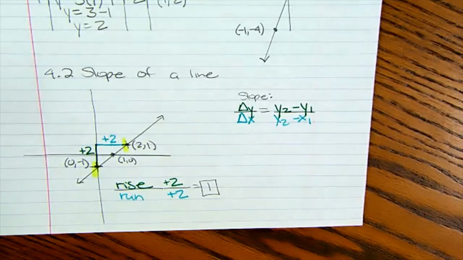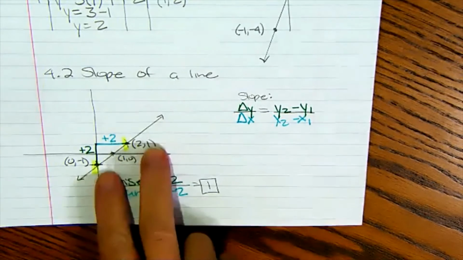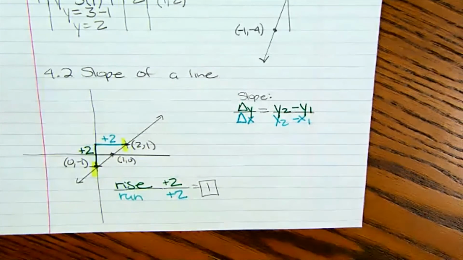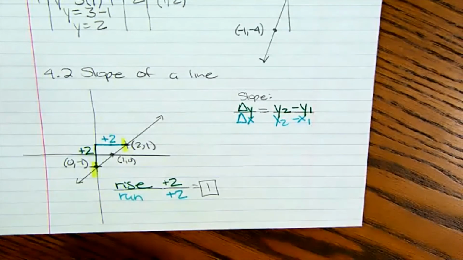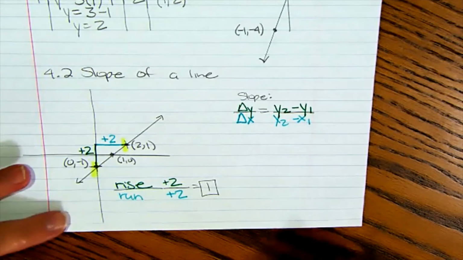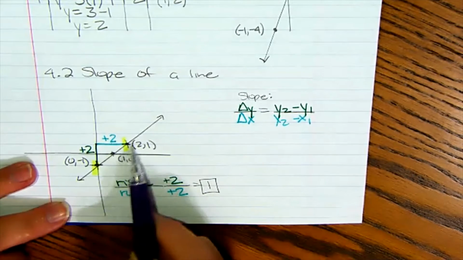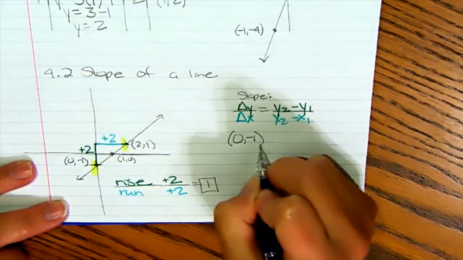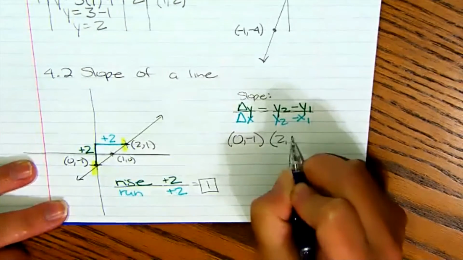So we need to pick 2 points. I can pick 2 points from my graph. I can pick 2 points from the table if they give me a table. Or if it's a word problem, what's the slope of a line that passes through these 2 points? I have to use those 2 points. So here, I'm going to use the 2 points that I've already highlighted. So I have (0, -1) and (2, 1).